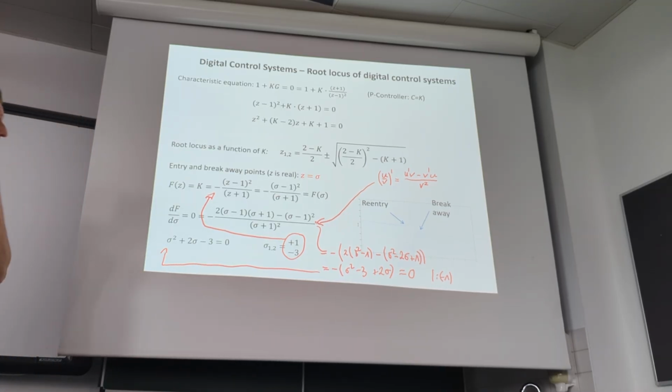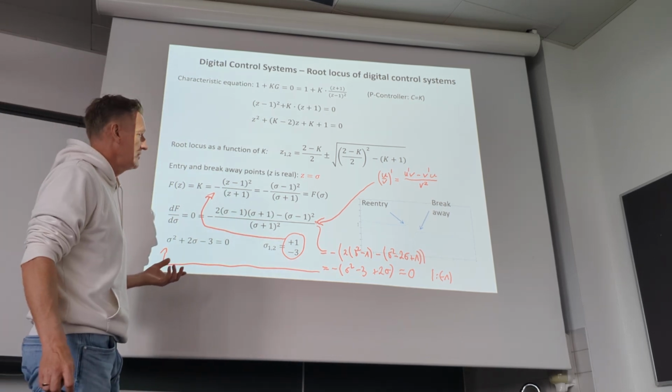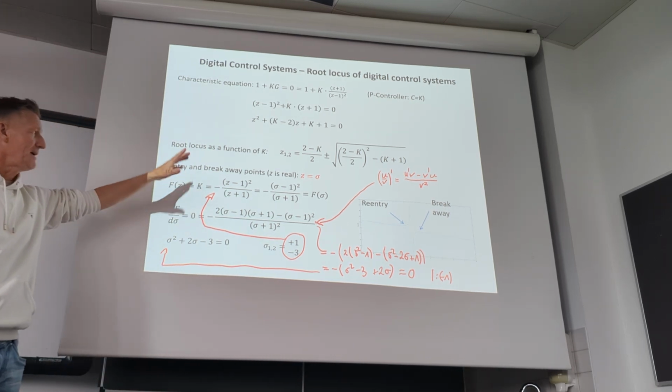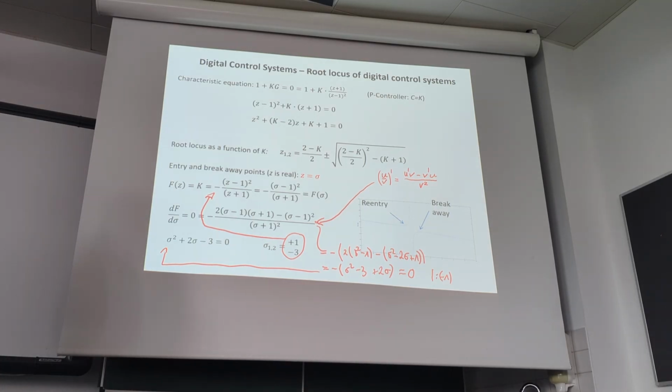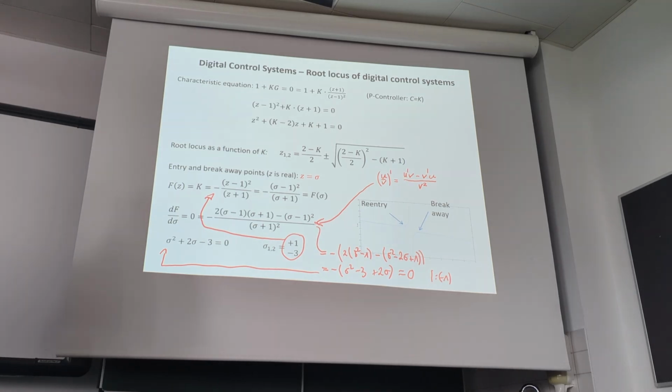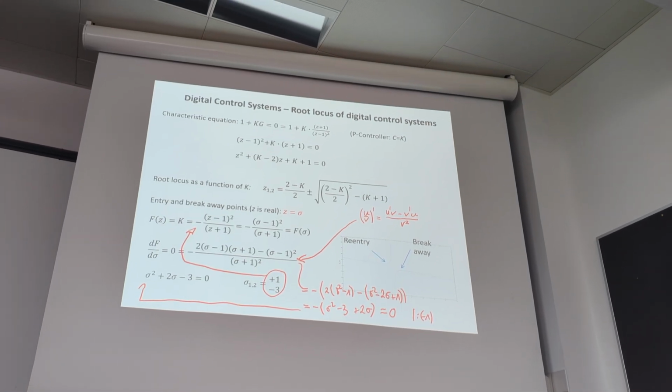So we calculated the root locus curve, and we learned how to draw the root locus curve manually. The root locus curve contains some breakaway points and re-entry points. So as soon as the branches of the root locus curve leave the real axis, this is a breakaway point. And then when the branches come back together at the real axis, these are the re-entry points.